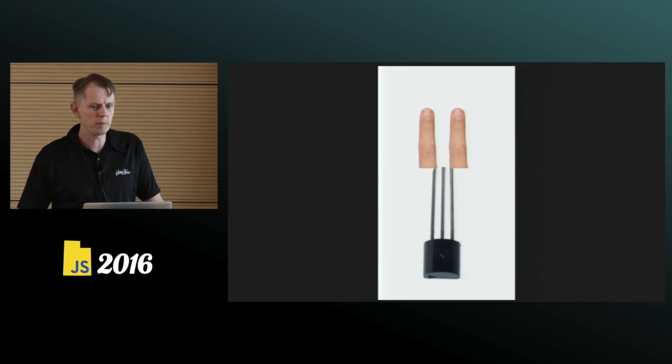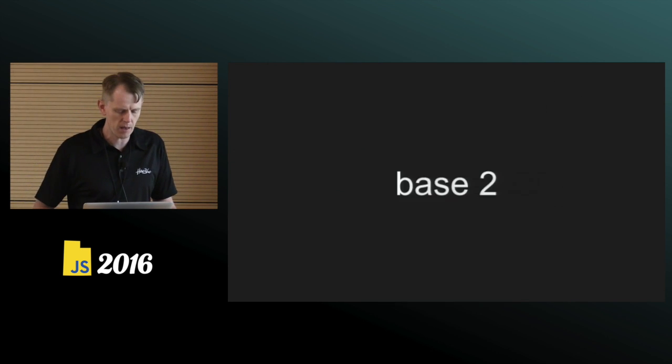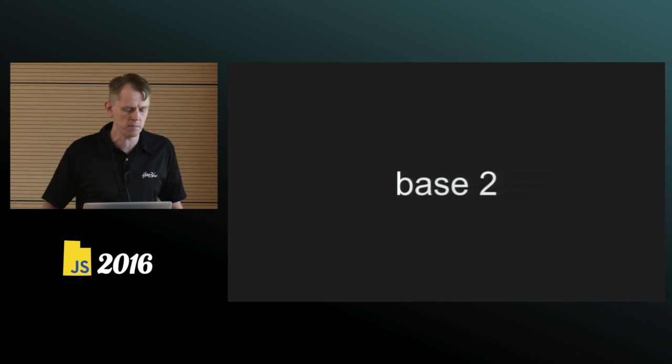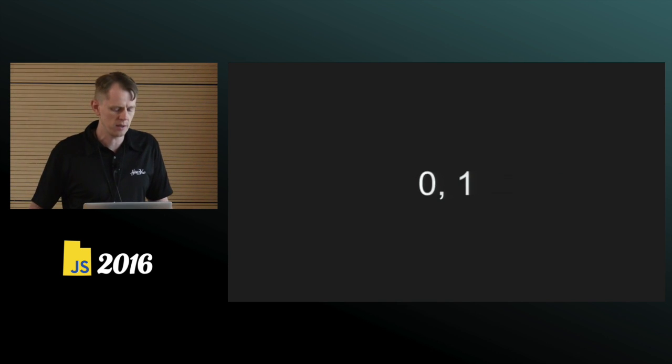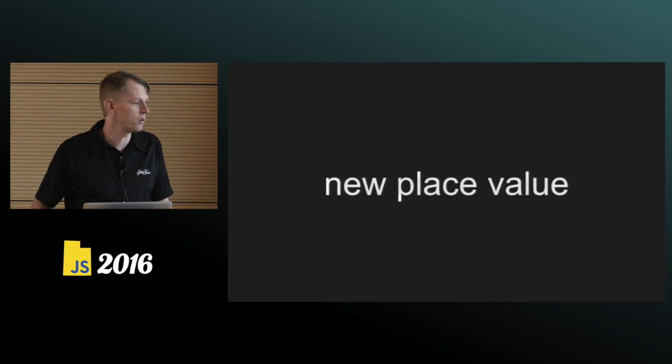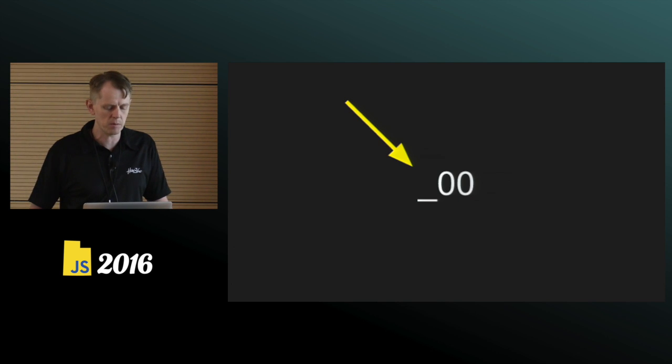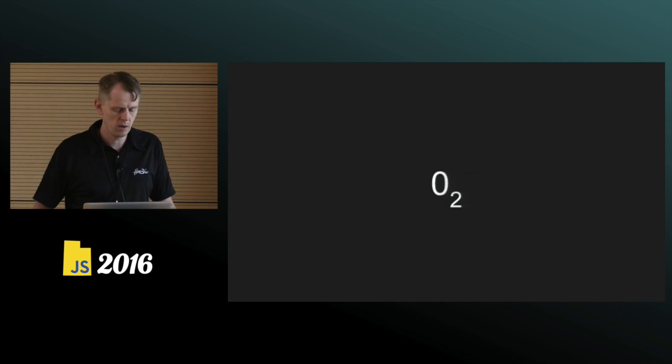So anyway, computers evolved to have 2 fingers, and they developed a base 2 number system, which means they have 2 digits, and means that every power of 2, they get a new place value, or they need to use an additional digit for writing down that number, representing that number, like this. I think it's time for another demo.